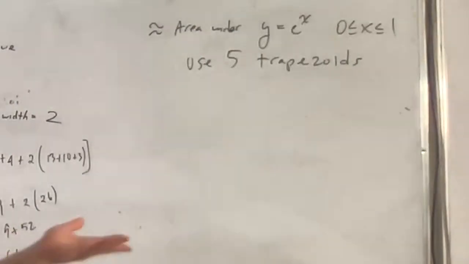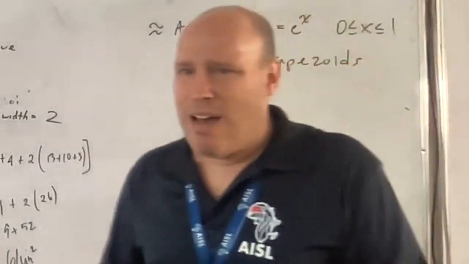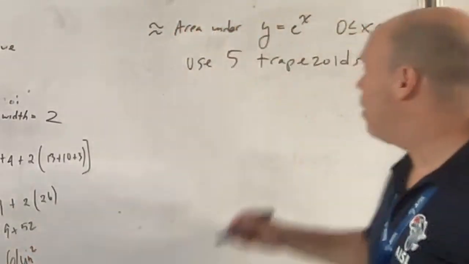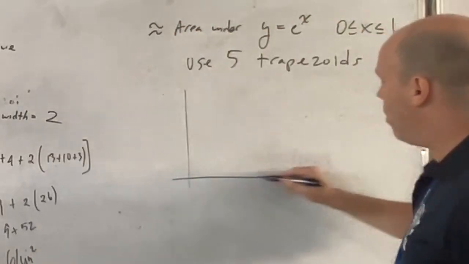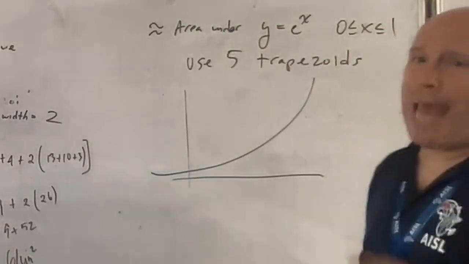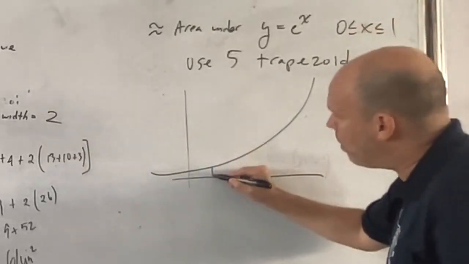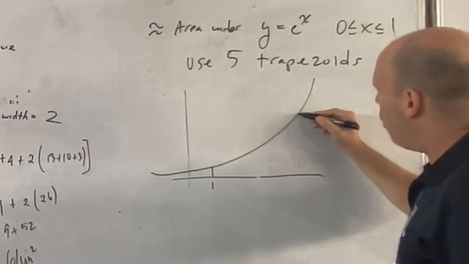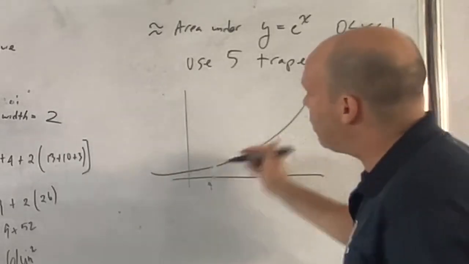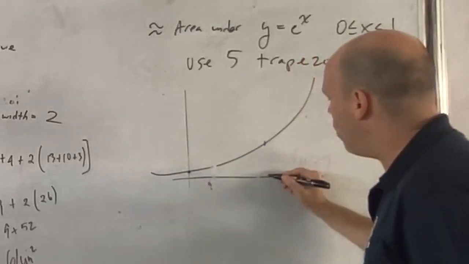Good, I'm back. Let's think about this. Maybe we didn't study e to the x in applications. That's okay. Stick it in your calculator and you see it looks something like this. This is known as an exponential function. We're starting at 0, and we're ending at 1.